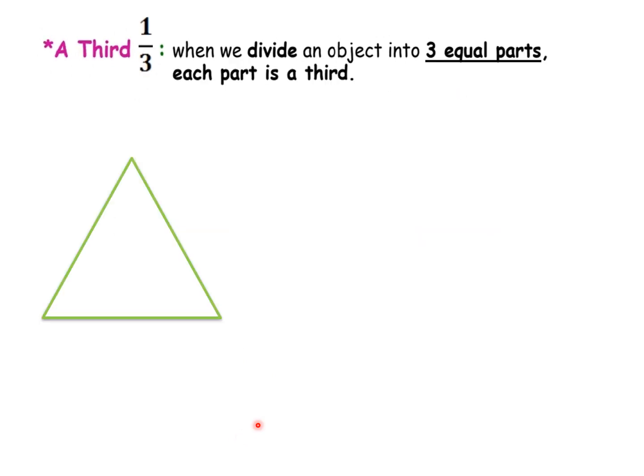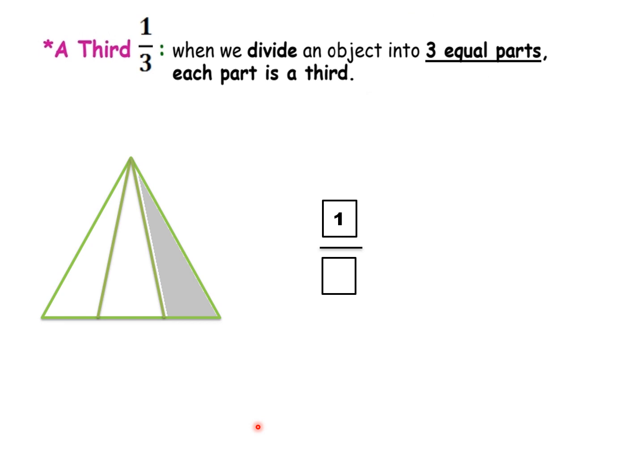And a third. A third is when we divide an object into 3 equal parts. Each part is a third. If I have a triangle like this, and I divide this triangle into 3 parts, the one part I took from these 3 parts is called a third. To represent it as a fraction, I put 1 as the upper number and 3 down here. And don't forget that the upper number is called the numerator and the lower number is called the denominator.